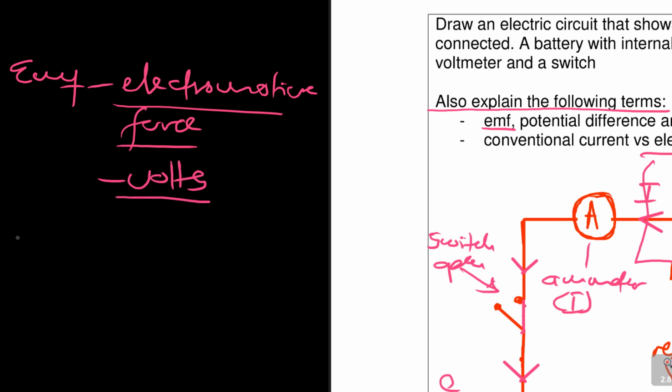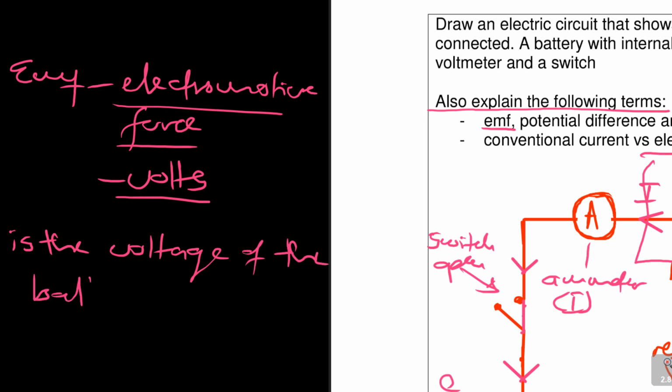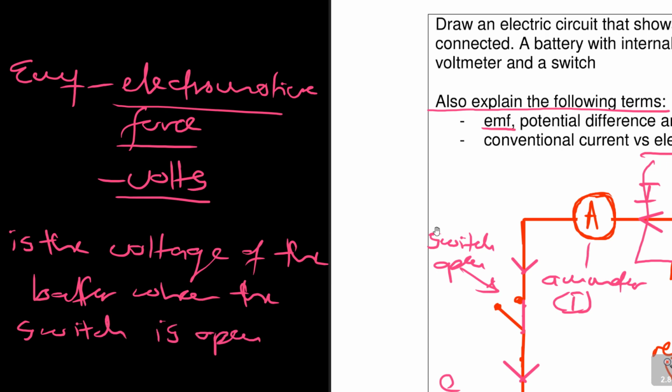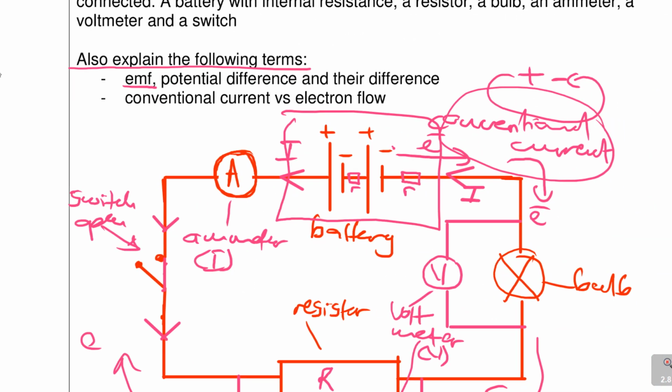And then what is it? The EMF is the voltage of the battery when the switch is open. I think that's the best way to say it: when the switch is open, or when the battery is not working. So how do you connect it? If I say let's measure the voltage of this battery, you put it there like this. See where I'm putting it?